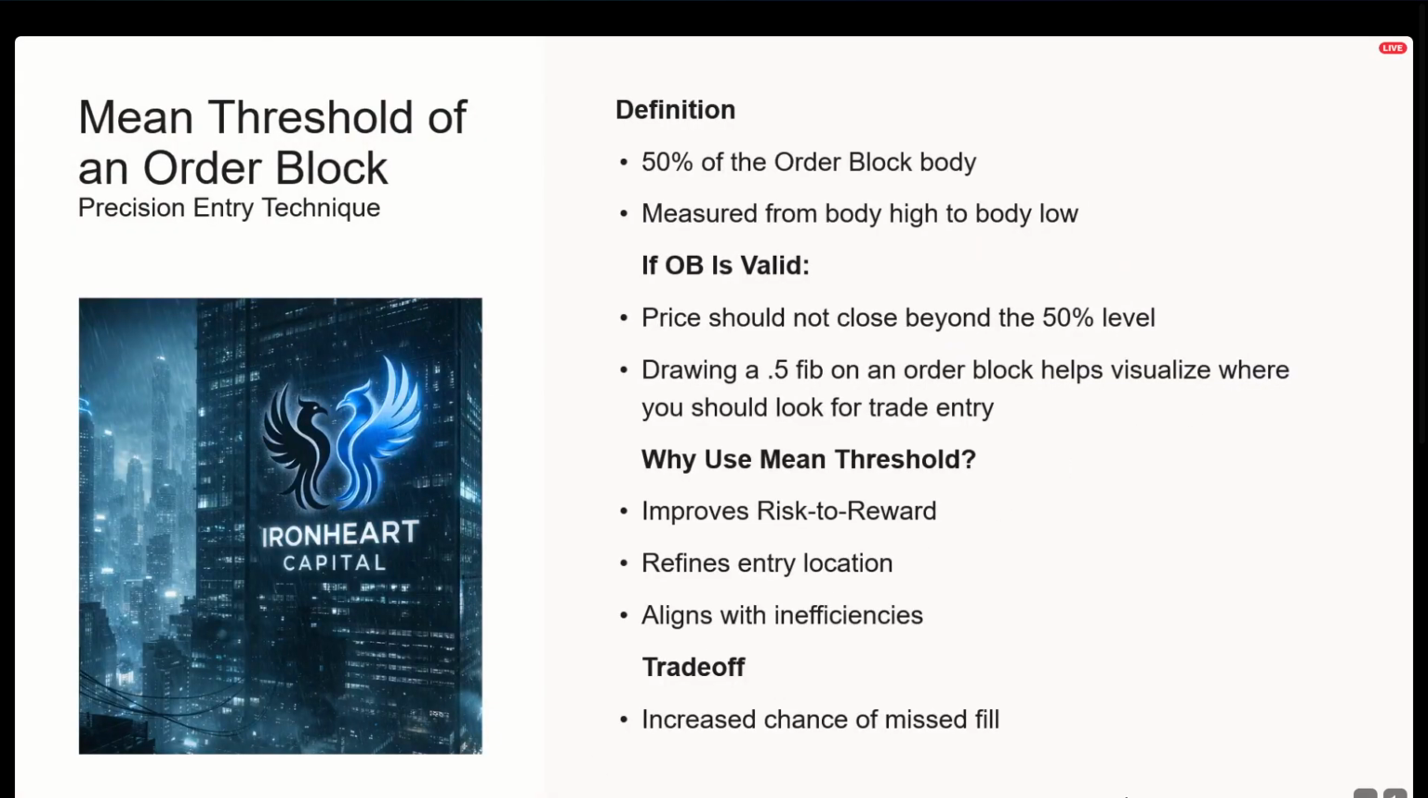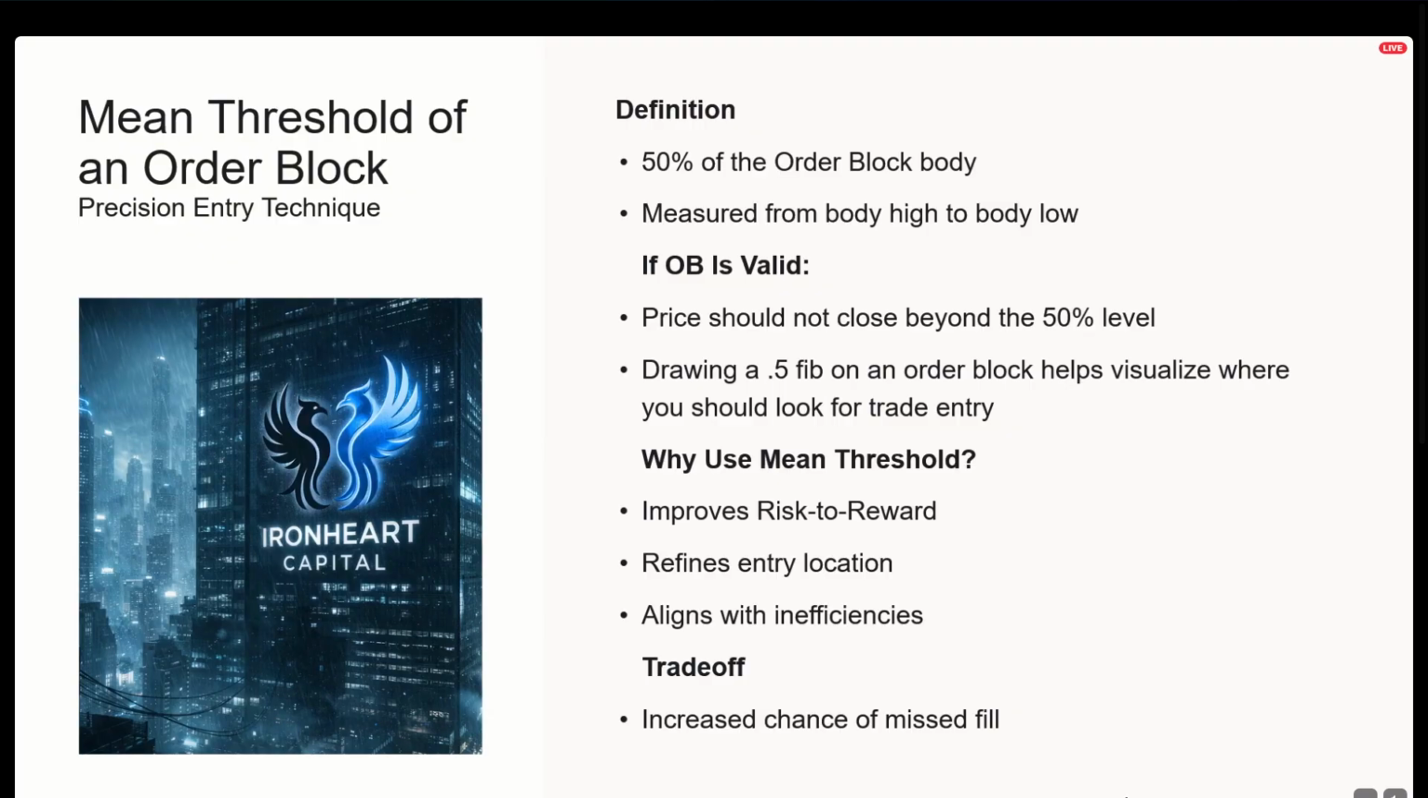So another good thing that you can do is use a fib tool to find your mean threshold, right? And this is going to apply to both fair value gaps and order blocks. All you have to do is, on your fib tool, take everything off it and just check one box and type in 0.5, 50%. The halfway point of that candle or that range is your 50% mark, or your mean threshold, right at equilibrium.